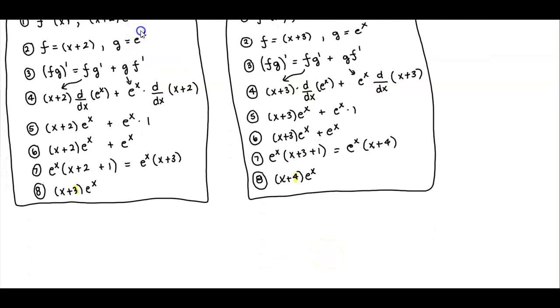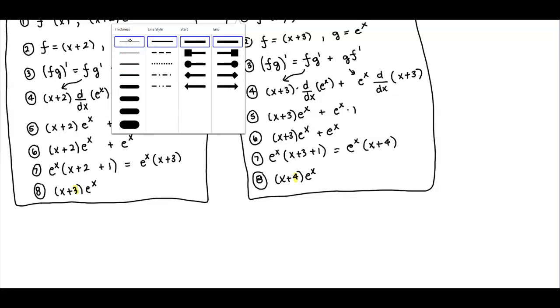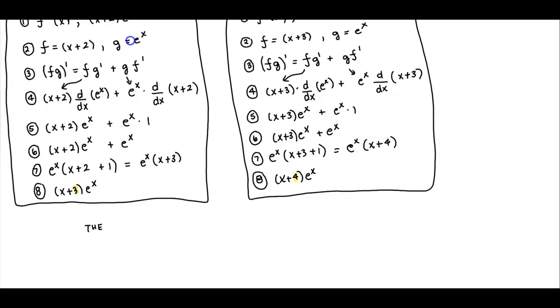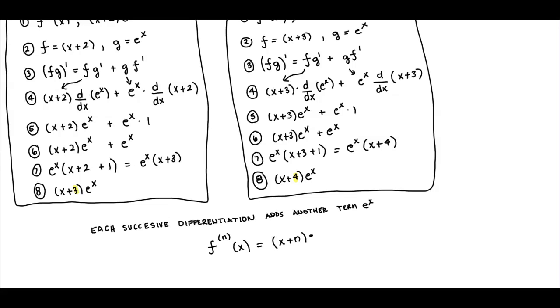So therefore, we can then determine what's happening with this problem. We can say that each successive differentiation adds another term e to the x. So we can say that the nth derivative of x e to the x is then going to equal x plus n times e to the x.